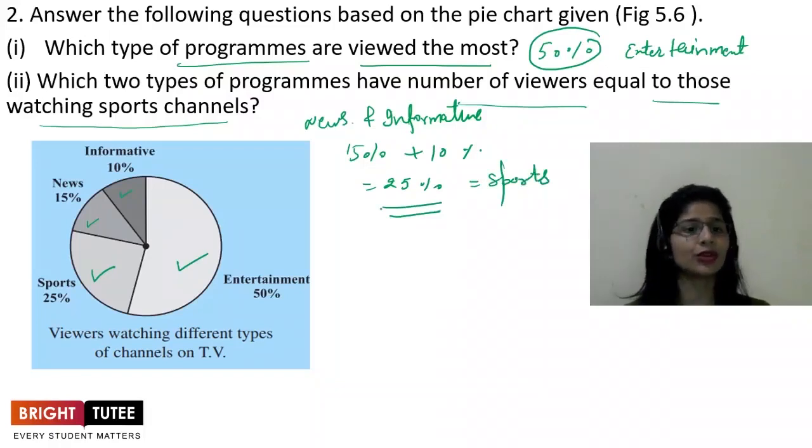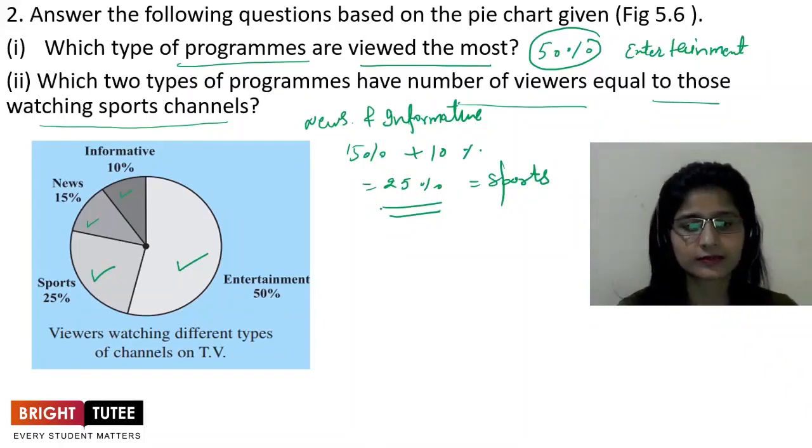So which are the two channels which we add and get the percentage equal to sports? It is news channel and informative channel. Clear? So like this we answer the different questions. Let us move to the next one.